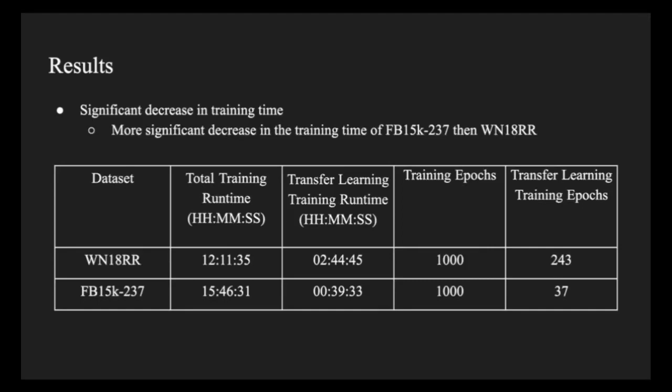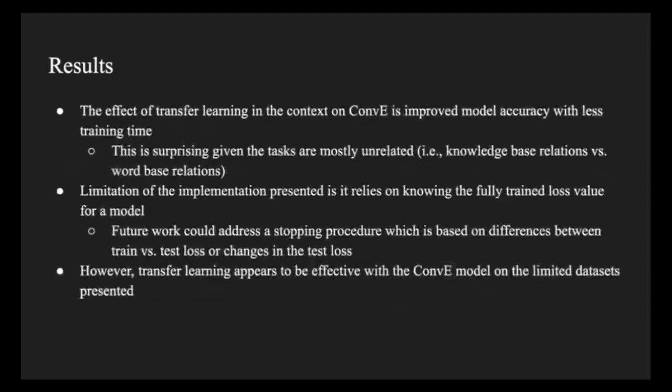So it's clear that the effect of transfer learning on ConvE is improved model accuracy with less training time. If you were to run these models for even a little bit longer, the model accuracy would almost certainly improve a lot faster than with randomly generated initializations. This is surprising given that the two tasks, the data sets that the models were trained on, are mostly unrelated. WordNet is word-based relations and Freebase is knowledge-based relations, which don't have much overlap.